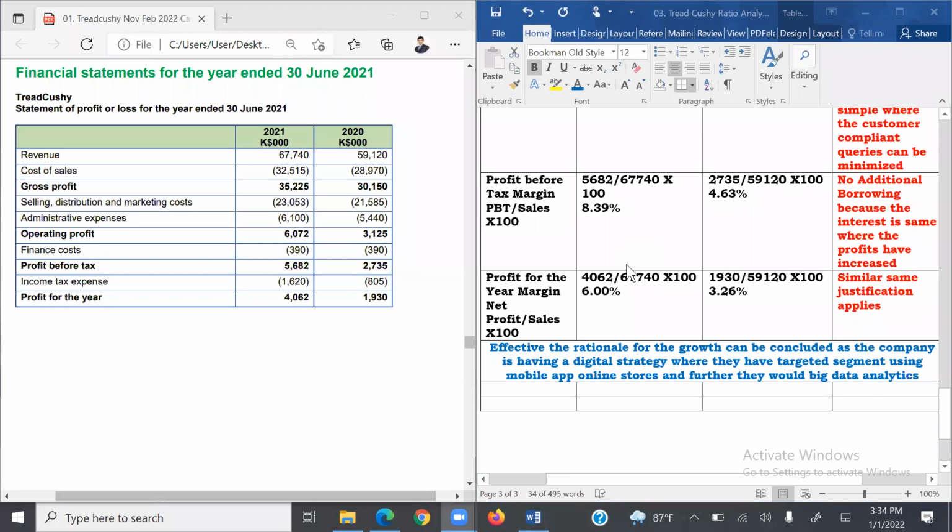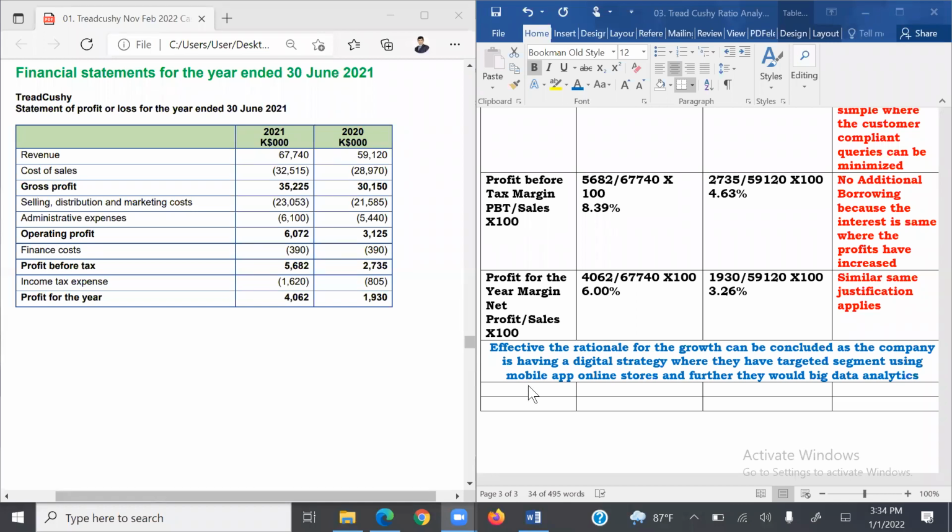So before we move forward, students, any other questions you have, you can ask me, students. But if you're fine with the profit ratios, can I quickly get a Y in the chat box, students? Thank you very much, students.